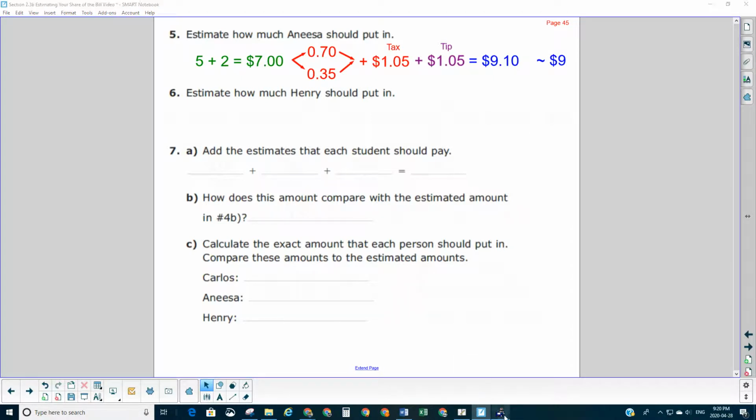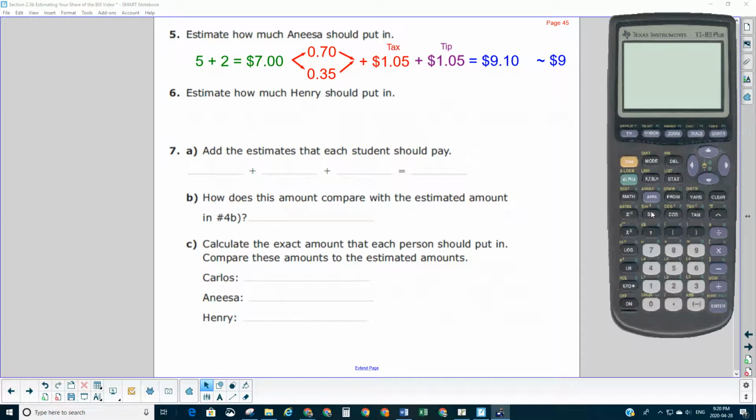Now, I feel like I need to check that on my calculator. So let's take the $7, 7 times 0.15, and you get $1.05. The tip is also going to be $1.05. So if we take $7 plus $1.05 plus $1.05, we get $9.10, which we're going to estimate as $9.